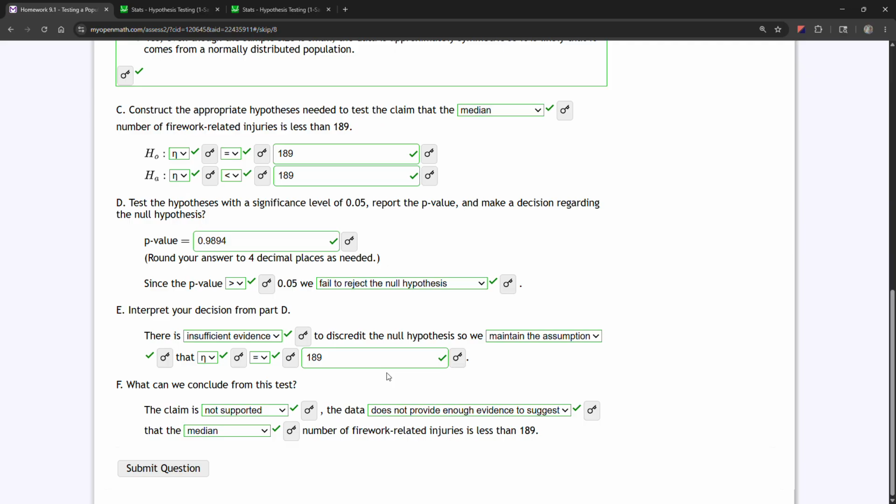Now, obviously, there are answers that would shift depending on the p-value that we calculated and depending on the parameter. Everywhere we have an eta in this case, if we were testing the mean, we would change those values to mu. When we're concluding our final statement here, if we were testing a claim about a mean, then we would use average instead of median. And then our other answers would shift as we've seen before, just depending on whether we rejected or failed to reject the null hypothesis.